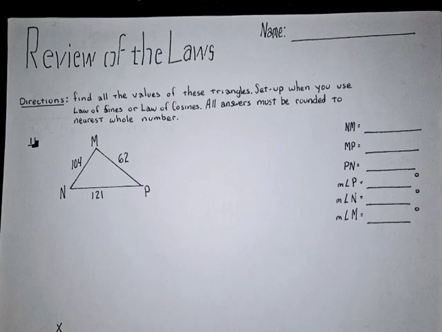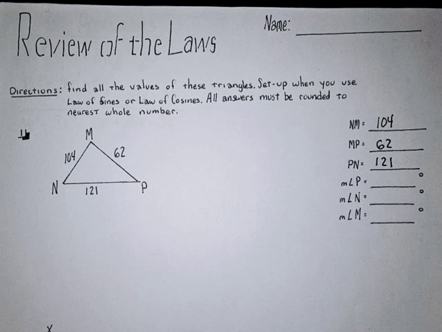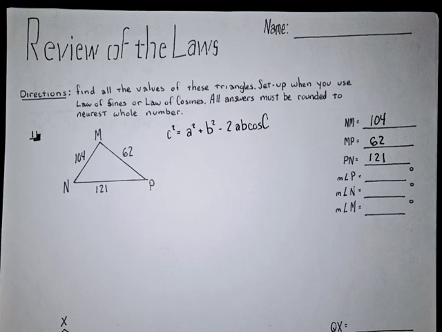Okay, let's start with the easy ones that we can fill in. Since we know all three sides, let's plug them in. NM is 104, MP is 62, and PN is 121. The first thing we should do after that is law of cosines. It's going to have to be law of cosines. I made it the hardest problems possible.